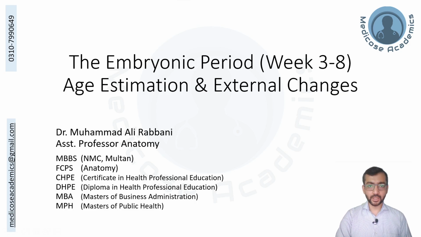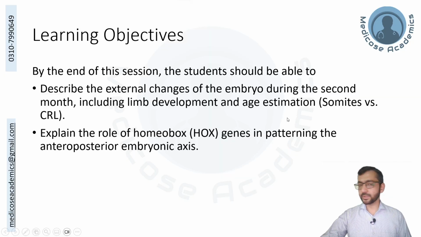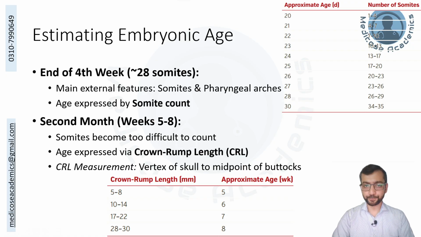So for starting topics, you should be able to describe the external changes of the embryo during the second month, including limb development, age estimation, and explain the role of homeobox genes in patterning. These are the things that we're going to look forward to. Embryonic age: for the end of the fourth week, so roughly the first month.